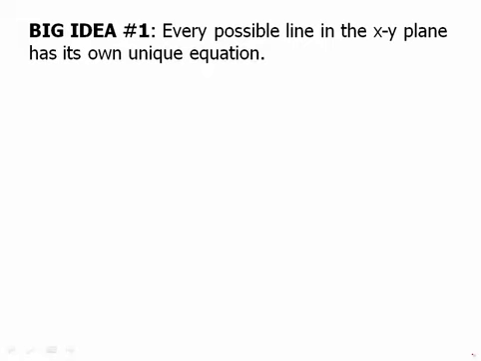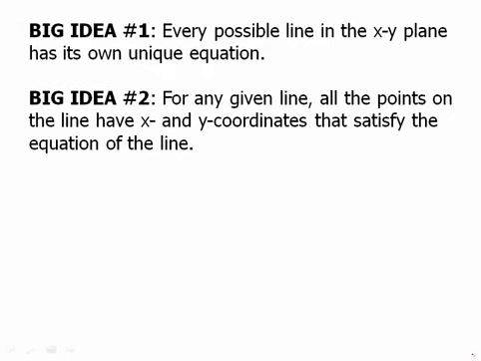Every line has its own equation. Big idea number two, for any given line, all the points on the line have x and y coordinates that satisfy the equation of the line. So that's a really big idea. That's a deep idea, and people don't appreciate how deep that idea is. On any line, there's an infinite number of points, every single one of them. We could pick out any point at all on that line, find its x coordinate, y coordinate, plug it in, and it would satisfy the equation of the line.